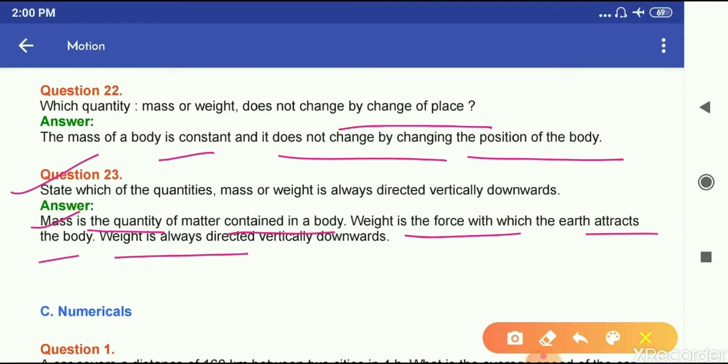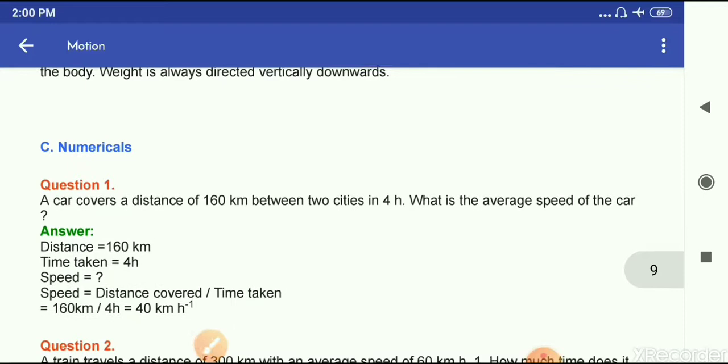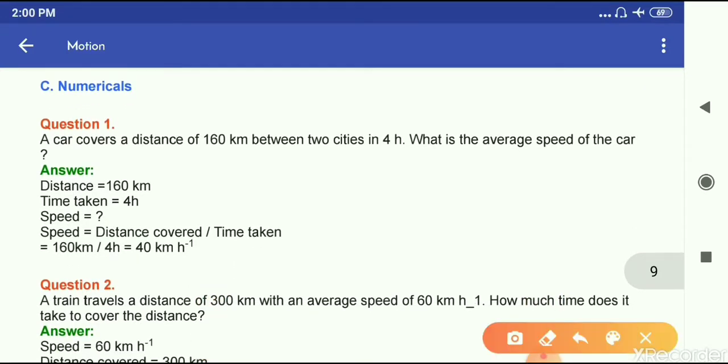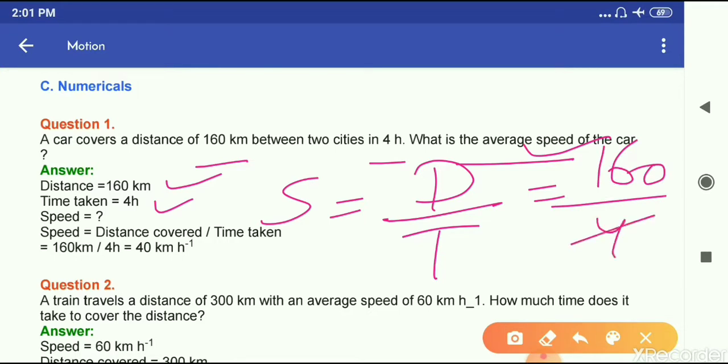Okay, now question answers are completed, so we will start numericals. First numerical is, a car covers a distance of 160 km between two cities in 4 hours. What is the average speed of the car? So distance given is 160 km and time given is 4 hours. And we know the formula of speed. Speed is equal to distance upon time. So distance is 160 divided by 4. That is, we got the answer. Speed is equal to 40 km per hour.